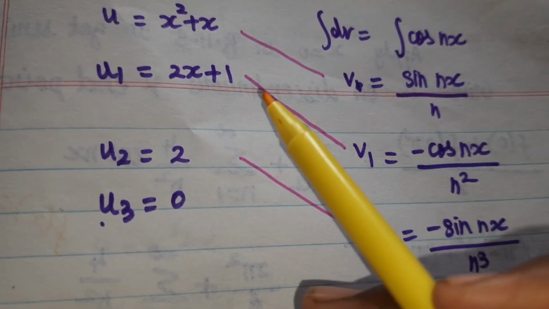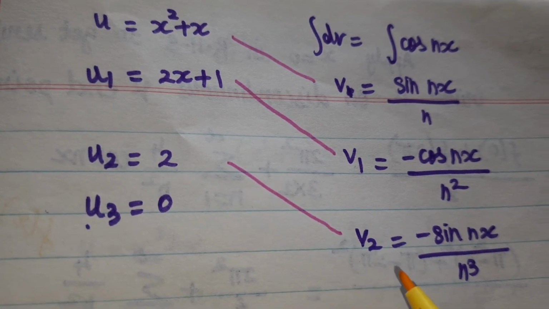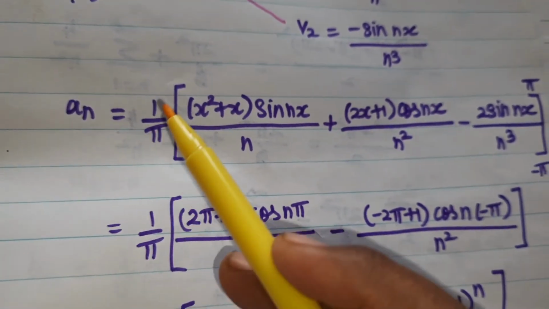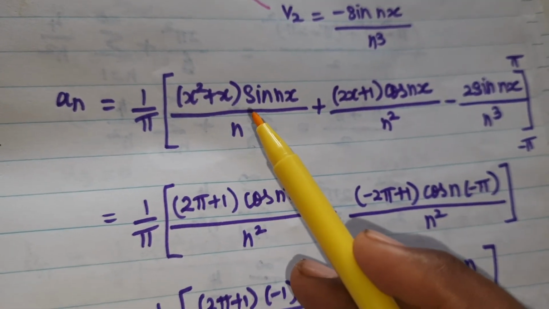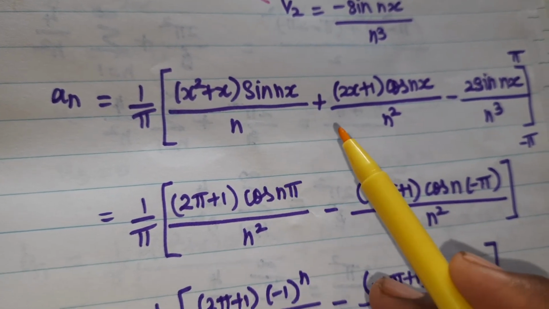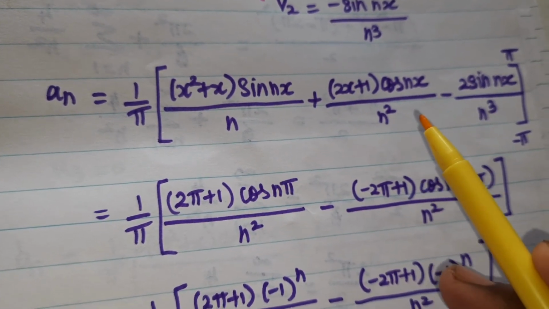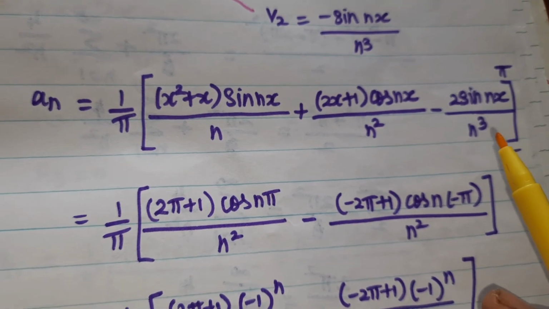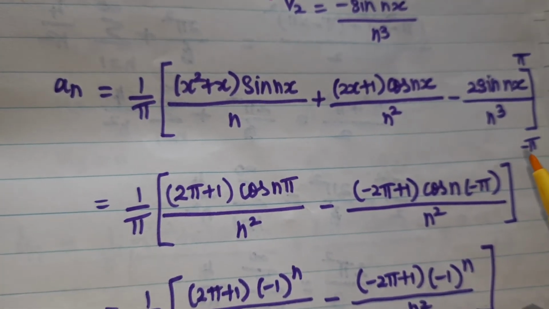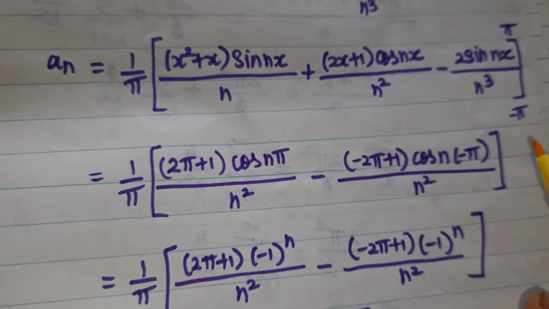So uv minus u1 v1 plus u2 v2. Therefore an is equal to 1 by pi into x square plus x into sin nx divided by n plus 2x plus 1 into cos nx divided by n square minus 2 sin nx divided by n cube, to the interval minus pi to plus pi. Substitute pi and minus pi.